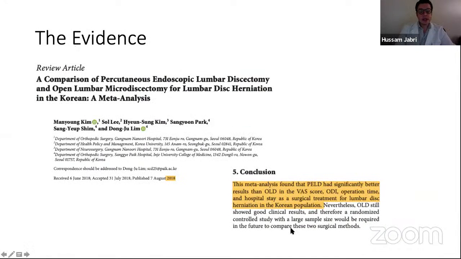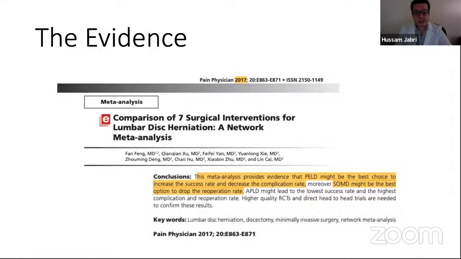Another article published in 2018 with the title Comparison of Percutaneous Endoscopic Lumbar Discectomy and Open Lumbar Microdiscectomy for Lumbar Disc Herniation in Korea, a meta-analysis. This meta-analysis found that PELD, percutaneous endoscopic lumbar discectomy, has significantly better results compared to open lumbar discectomy in the VAS score for pain measurement, ODI for disability measurement, operative time, hospital stay, and surgical treatment for lumbar disc herniation in the Korean population. All of these collectively will decrease the cost on hospitals treating these pathologies.